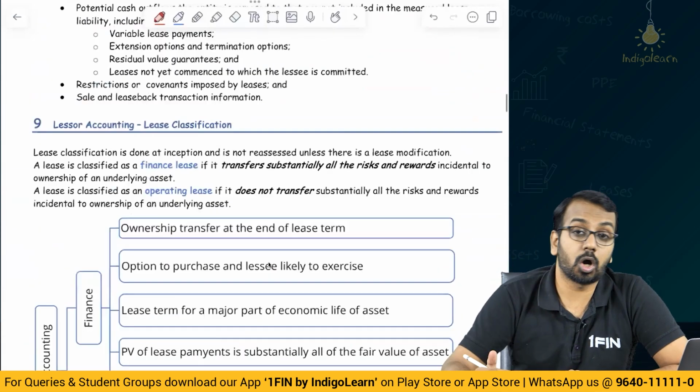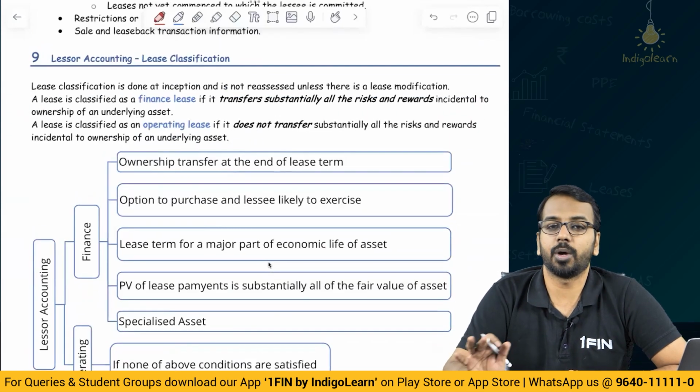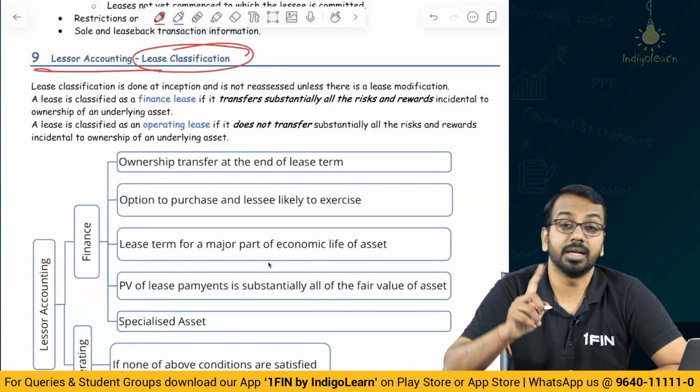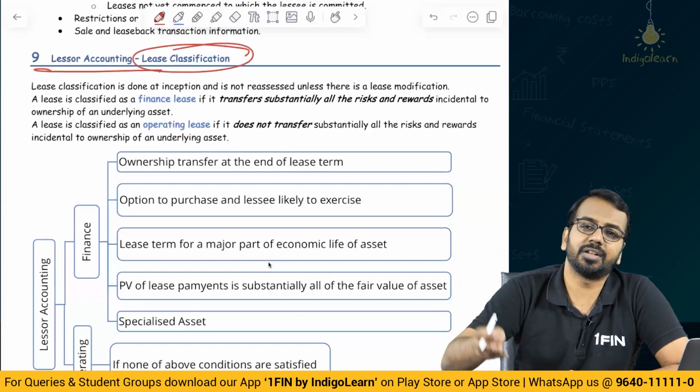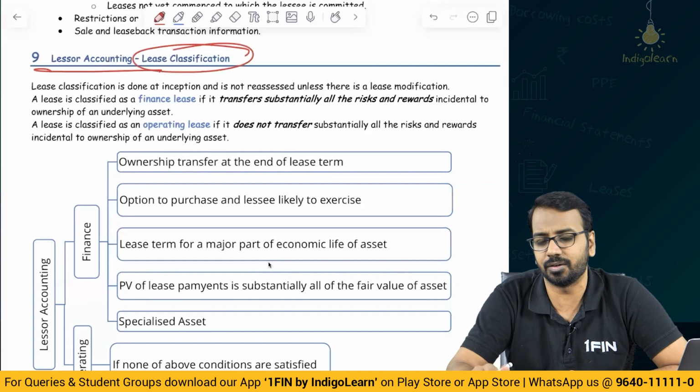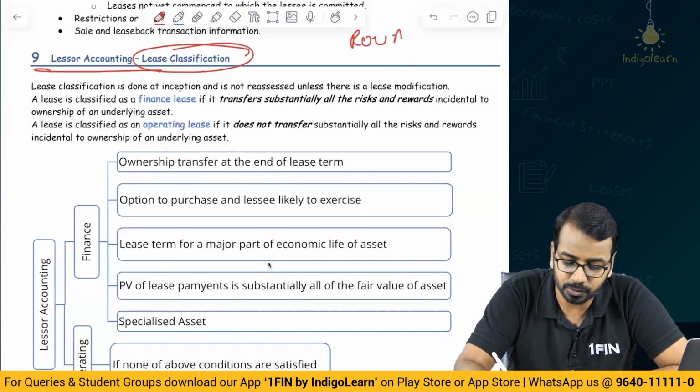Now that is broadly what the lessee has to do when it comes to accounting for leases. As far as the lessor is concerned, they have to do the classification as well. For the lessee, there is no classification: even if it is an operating lease, even if it is a finance lease, whatever is the category of lease, you have a right of use asset and a lease liability.